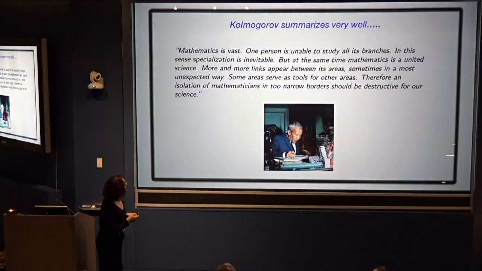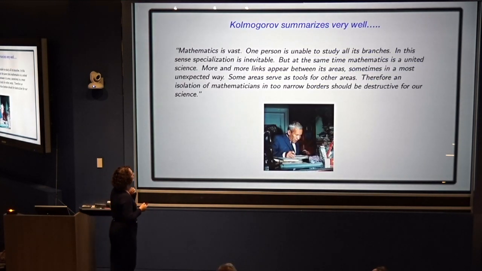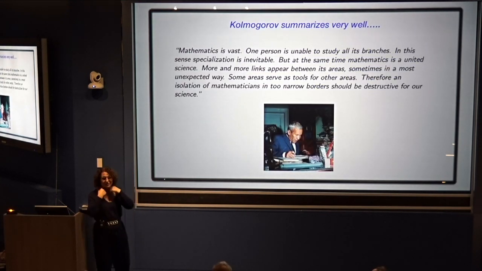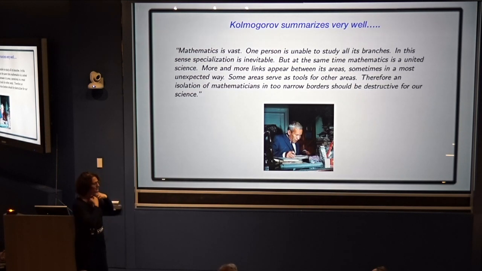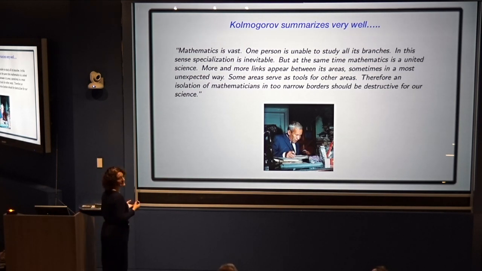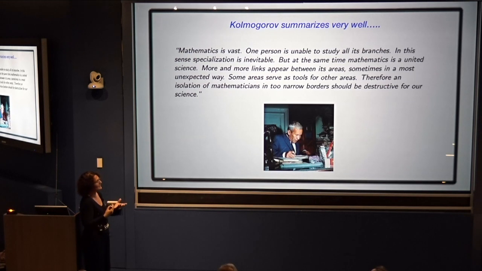So I'm going to conclude with a paragraph from Kolmogorov, which I thought really summarized well, better than I could express, the idea that you need quite a lot of different kinds of mathematics here. He says: mathematics is vast. One person is unable to study all its branches, so specialization is inevitable. Okay? I'm a harmonic analyst and a PDE person. I know not much of both, I would say.